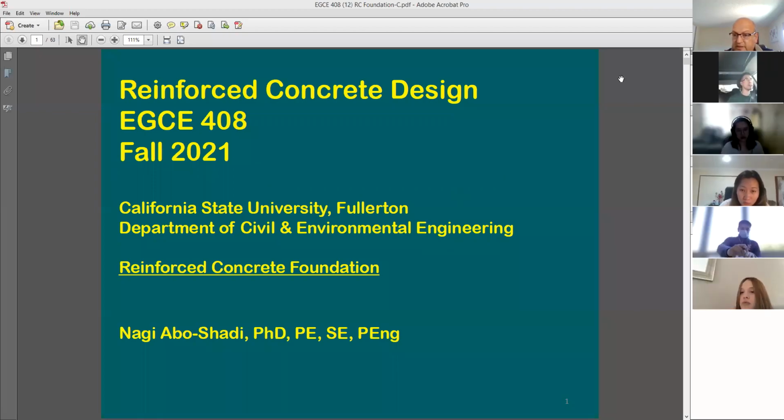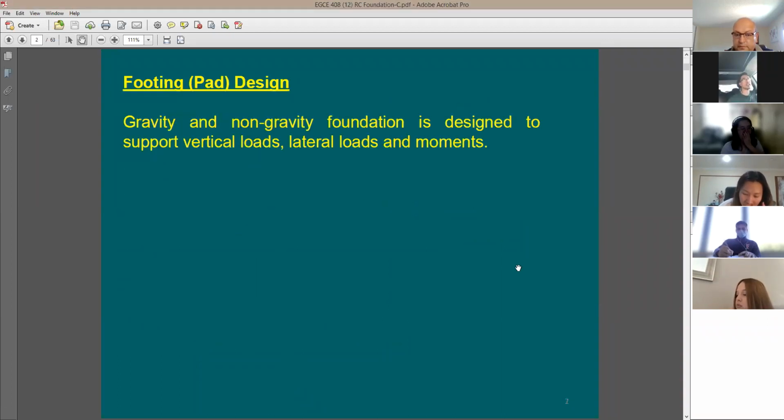So this section, as you see here, is going to be about foundation design. The term foundation here is kind of large when it comes to definition. It includes lots of other items here.